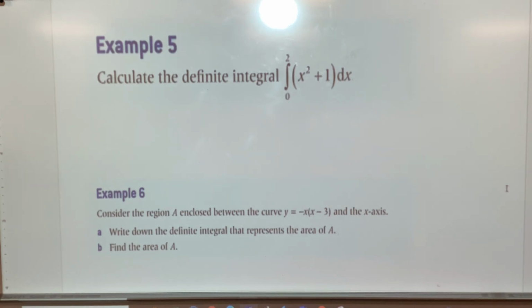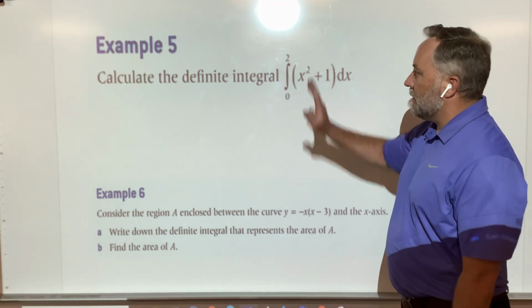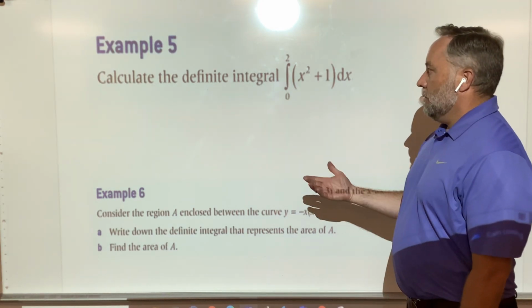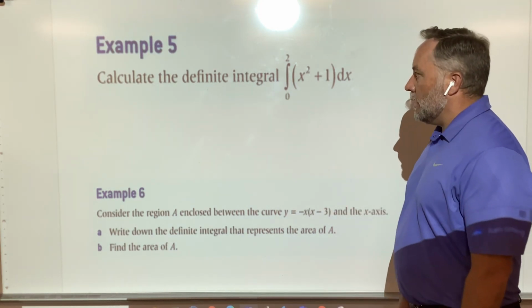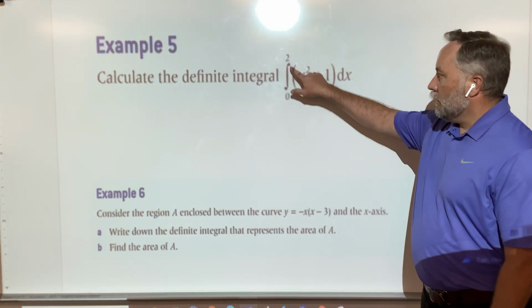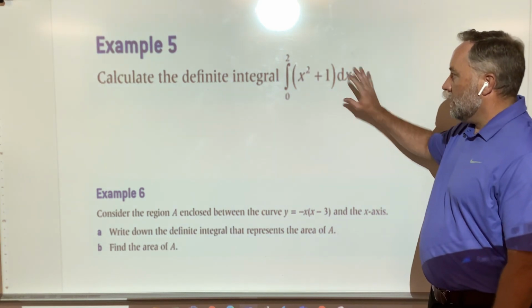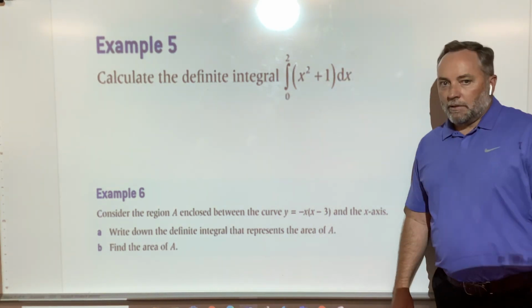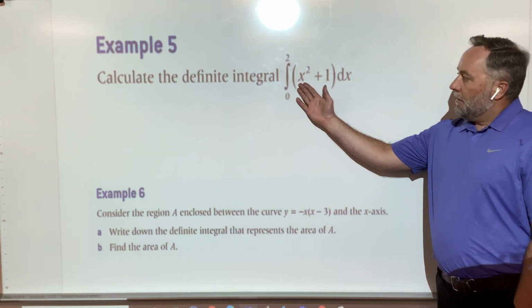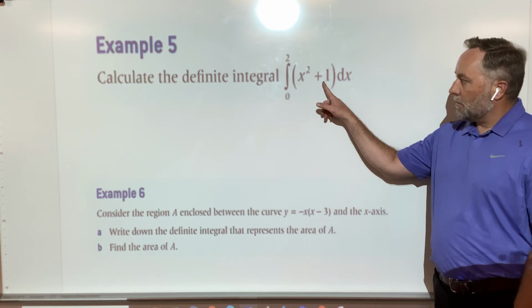All right, and then we kind of switch gears a little bit, and for section C of 13.1, we get to use the calculator for the most part. So it says calculate the definite integral from 0 to 2 of x squared plus 1, and then dx is our variable of integration. So notice here, this is now not a linear function. This is quadratic, this is a parabola.